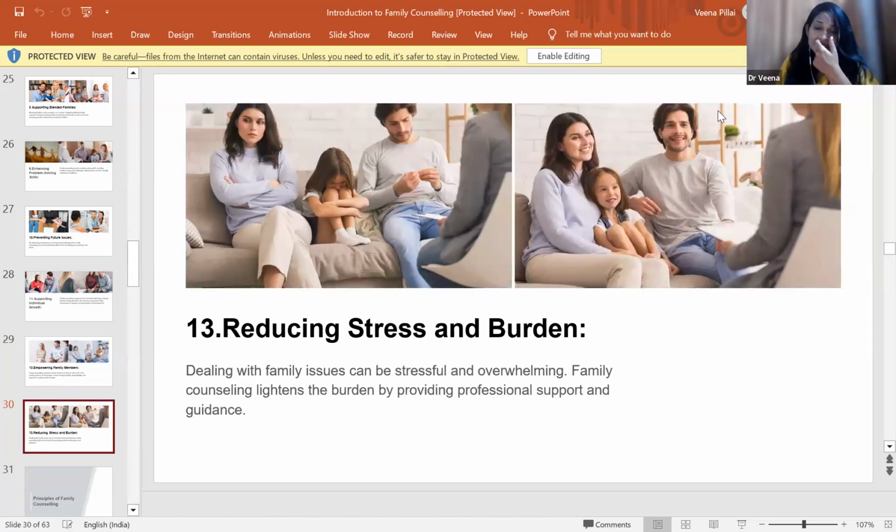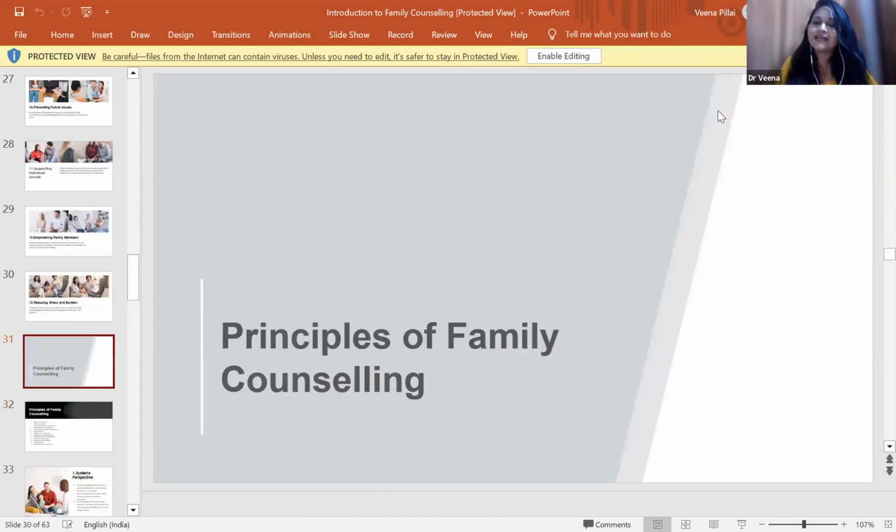So, reducing stress and burden. Nowadays, we could hear the word stress everywhere, right from a small kid to even older people saying, this is very stressful for us. We are facing stress. So this family counseling lightens the burden by providing professional support and guidance.